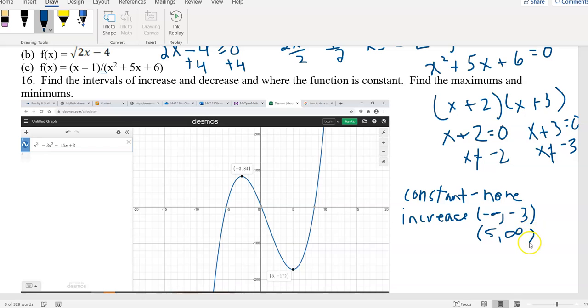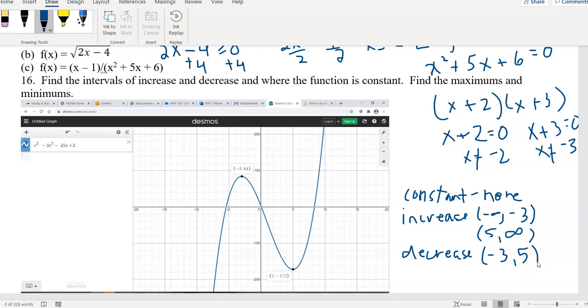All right, now let's do decrease. In between, so this thing is decreasing from here to here, x values, -3 to 5. So be very careful. Gotta list the x values, not the y values.